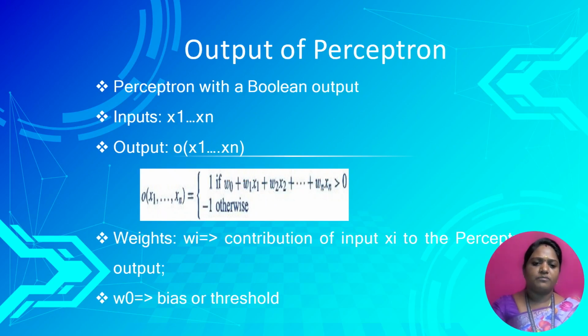Let's see about the output of perceptrons. The perceptron has a Boolean output, whether it is true or false. Here the inputs are x1 to xn, and the output is O of x1 to xn. This output of perceptrons can be represented as a mathematical function O of x1 to xn, whether true or false. True means it produces the value of 1. False means it produces a value of 0 or minus 1. The weight is represented as Wi, the contribution of input Xi to the perceptron's output value. Here W0 represents the bias or threshold value.